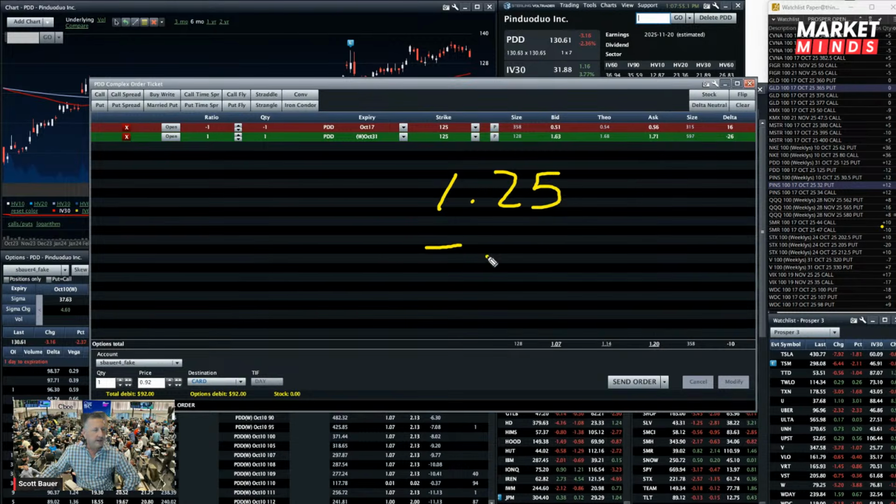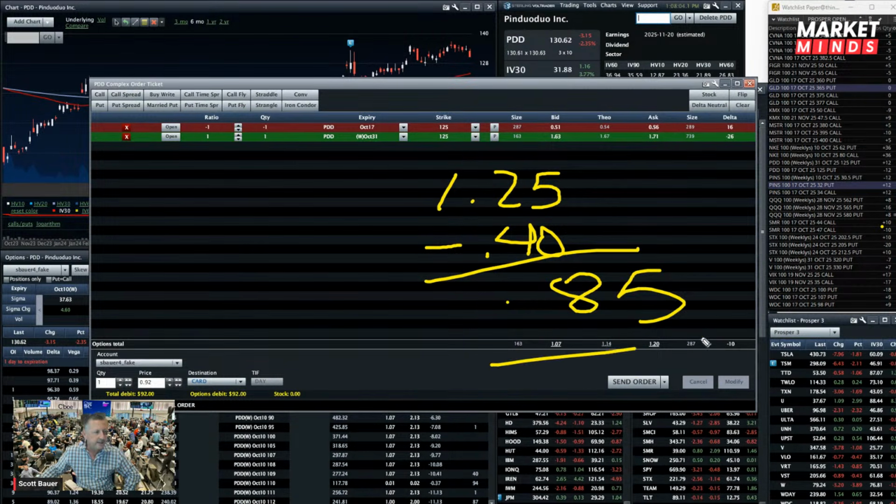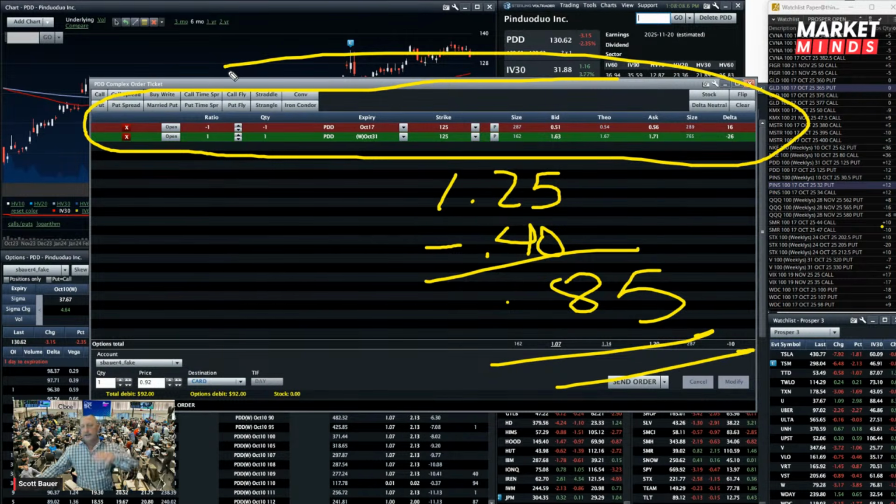Now, we just took in 40 cents from a roll. So even if you don't have this position on, guys, don't worry about it. So 85 cents. Okay, 85 cents is our net for being in this position. We can't ever lose more than that.